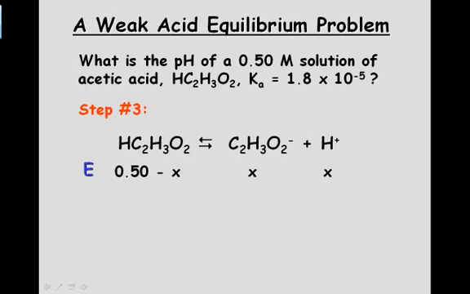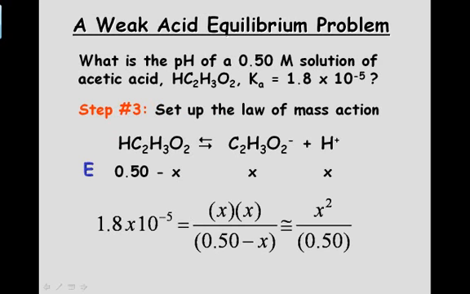The next step then is to set up our law of mass action, which is our Ka. And to set up our Ka, we're going to take again products over reactants equal to the Ka. So the Ka given in this particular problem is 1.8 times 10 to the negative fifth. Each of the two species, as you can see on the screen, the two products are both X. And then on the bottom we have our acetic acid, our 0.5 minus X.